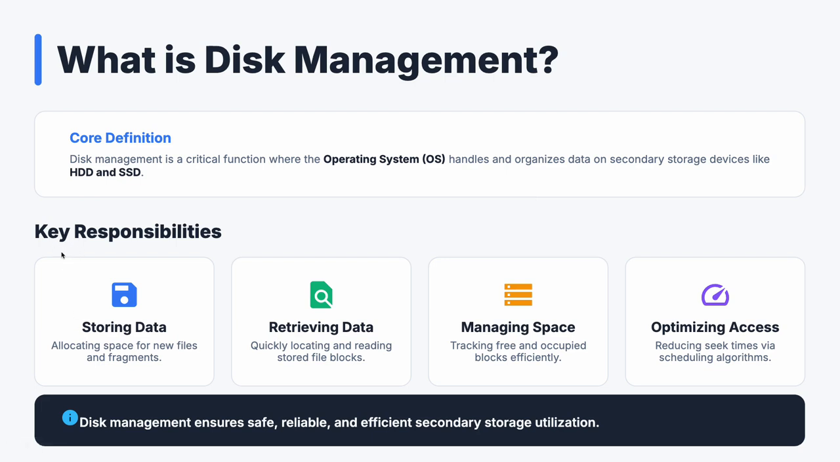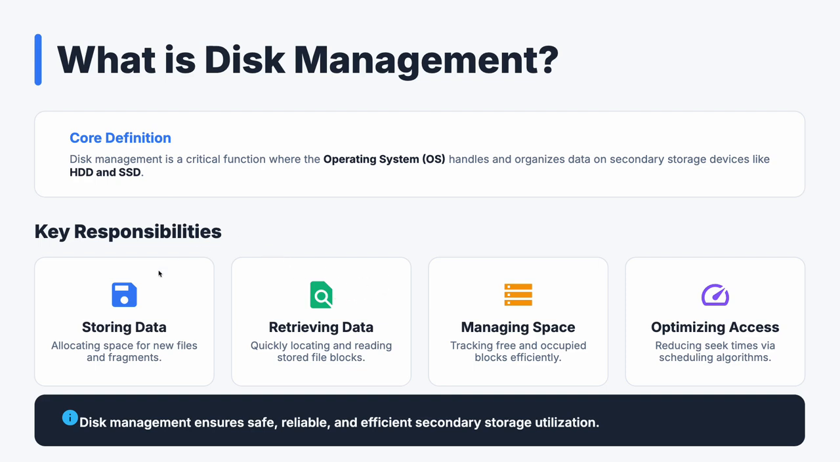What are the key responsibilities of disk management? First is storing the data, allocating space for new files and fragments. Then retrieving that data, because we want to access the data we are storing. Whenever we delete our data, we want it to be managed as efficiently as possible so that we can create new records when required. And then we want optimized access. We want to access that data as quickly as possible. So all these are the key responsibilities of disk management. It ensures safety, reliability, and efficient storage utilization. So let's cover all the topics one by one.